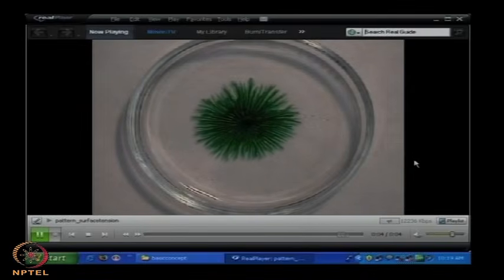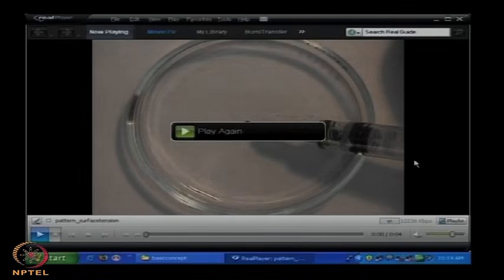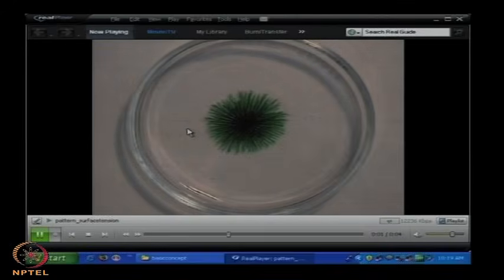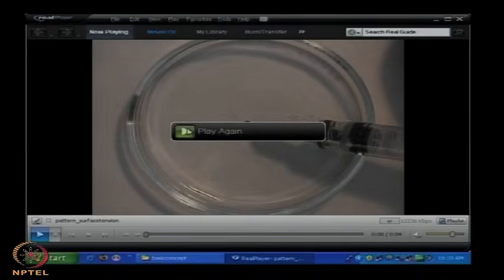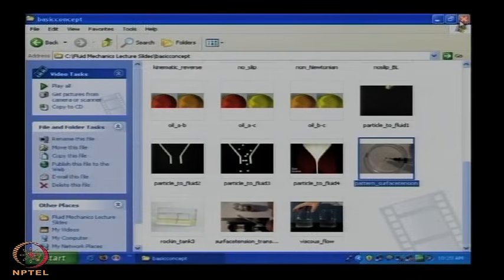So, you see the type of pattern that is being created by a dye on a surface. We will just play it once more to wrap this visual display up and go to see what is the fundamental that goes behind. Okay. So, let us therefore with this motivation try to understand what this surface tension is all about and what is its implication.